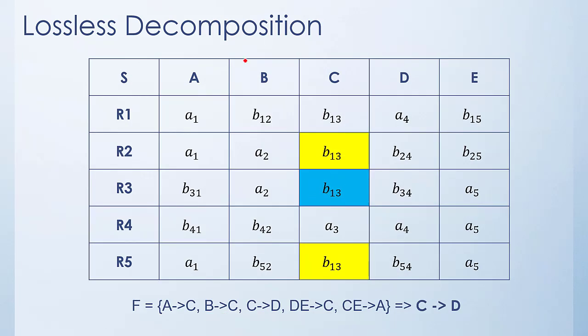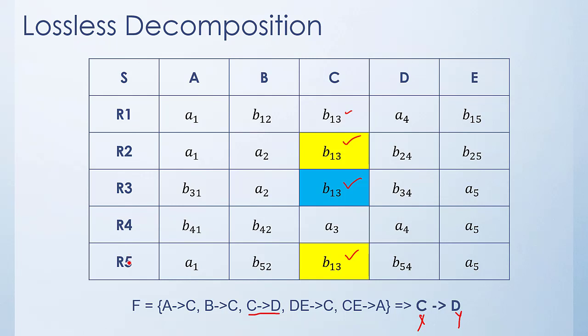Next, we need to consider the functional dependency C determines D. So C is my X and D is my Y. We need to consider all the rows where the symbol of C is the same. Here I have the C symbol B13, here B13, here B13, and here B13. So we need to consider R1, R2, R3 and R5.